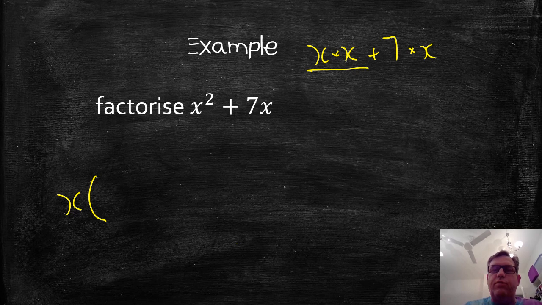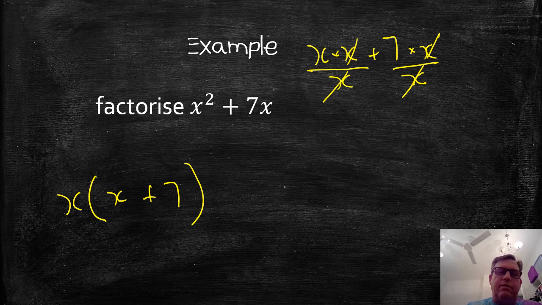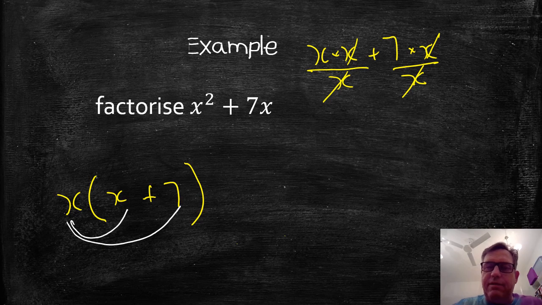And in essence, what we're doing is we're going to divide each term by x. So x squared divided by x is x, and 7x divided by x is 7. So when I factorize it, I'm going to end up with x times bracket x plus 7. We can check it. x times x is x squared. x times 7 is 7x. So I have factorized it. I've turned it into a product.